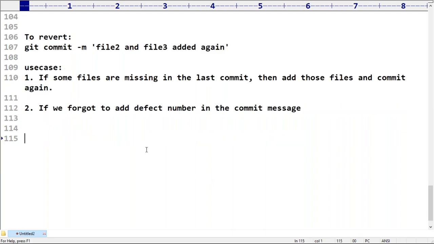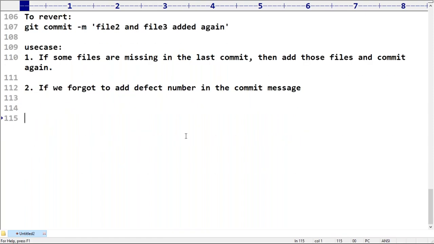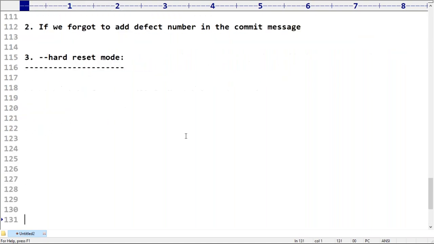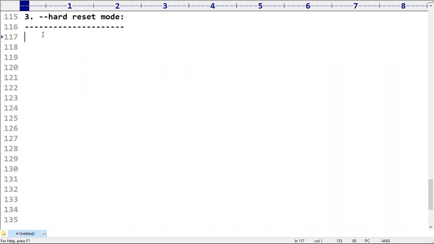What is this reset? Can you please confirm? This reset is soft reset. The first reset is mixed reset, the second reset is the soft reset. What is the third one, sir? I forgot. The third one you can easily understand: hyphen hard reset, hard reset mode. Here we can use the words exactly same as hyphen mixed mode.